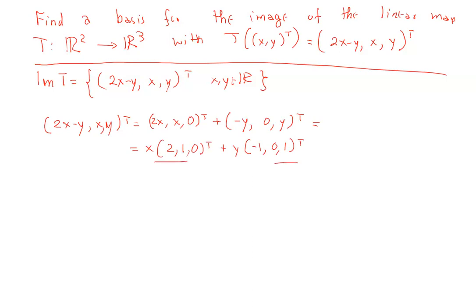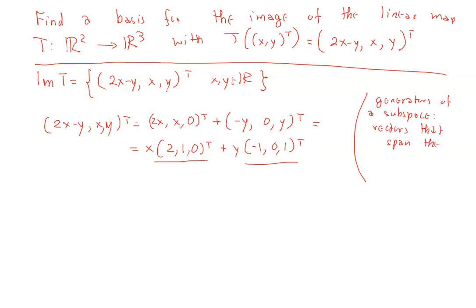And guess what? They're linearly independent. Why are they linearly independent? Can anybody tell me why these two vectors are linearly independent? Yeah, they have zeros where the other one doesn't. Right. When I say generators of a subspace, I mean vectors that span the subspace.